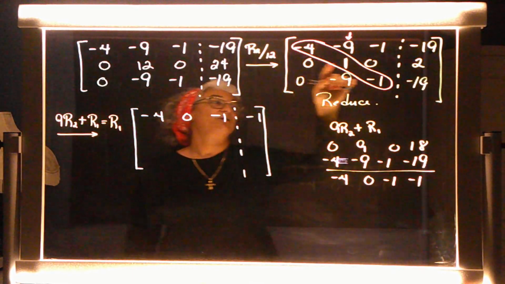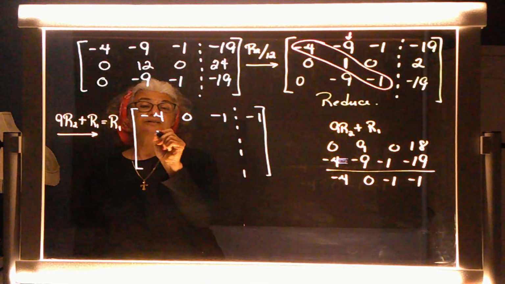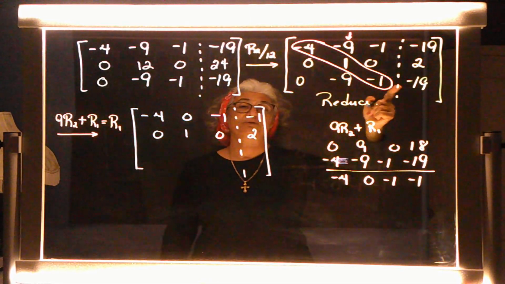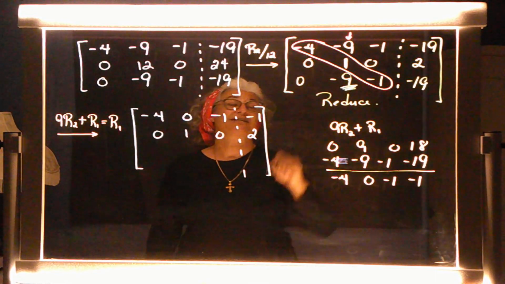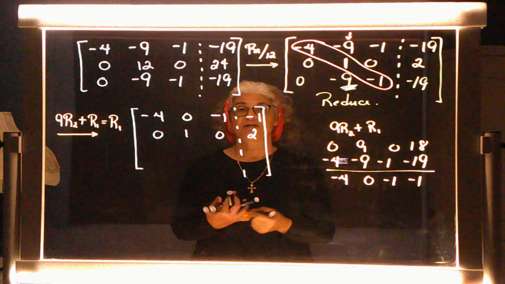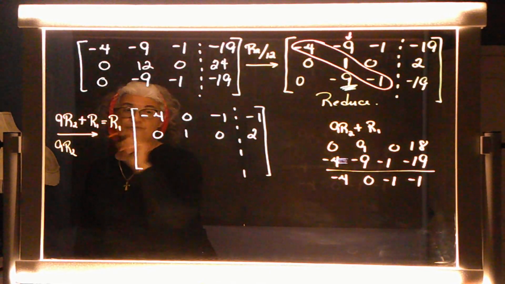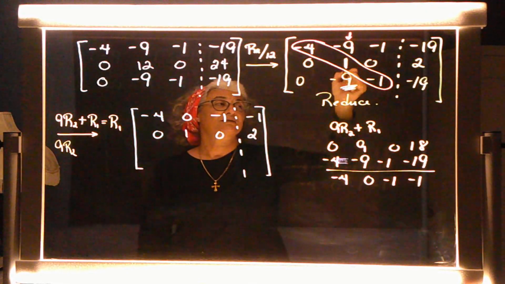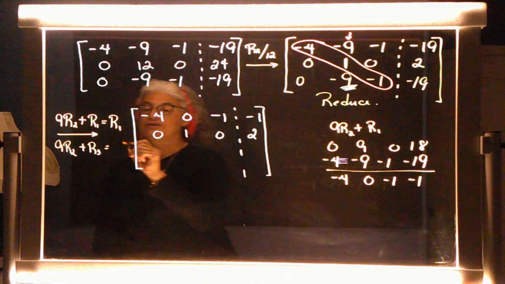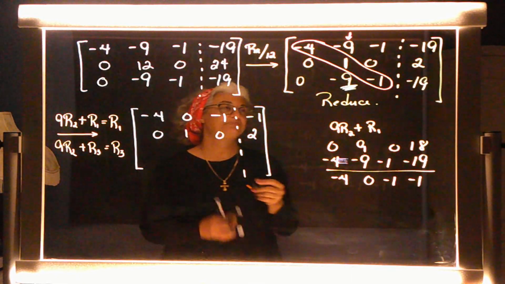Row 2, am I trying to get a number in the second row to be a 0? No, I'm not, so I'm just going to rewrite row 2. Row 3, am I trying to get a number to be a 0? Yeah, I'm trying to get this -9 to be a 0. So what do you think you're going to do to make that happen? Good. You're going to take 9 times the second row, because I need that 1 to be a 9, add it to the third row, and the answer goes in the third row, because that's where you're trying to get a 0. With me? Okay.